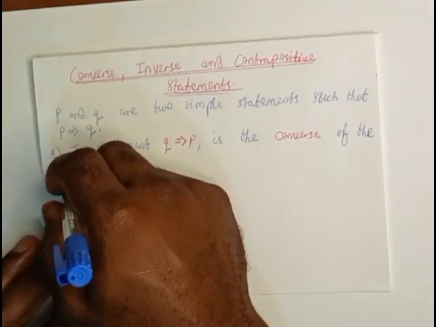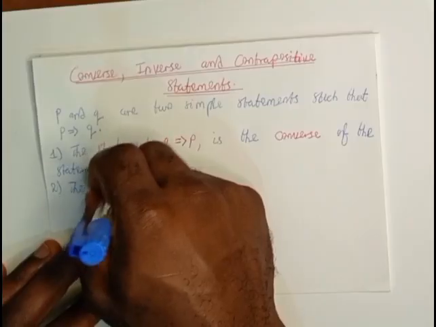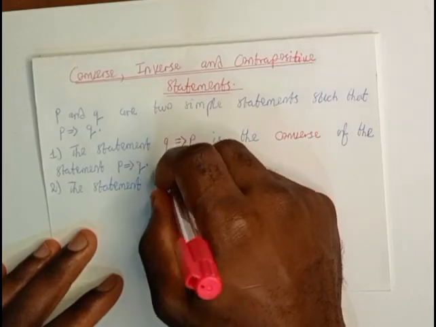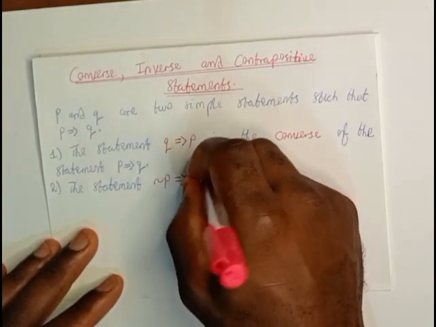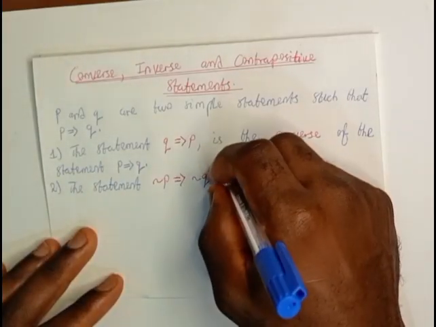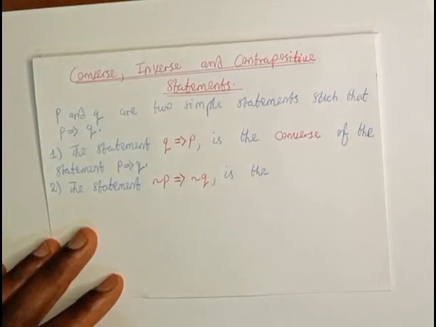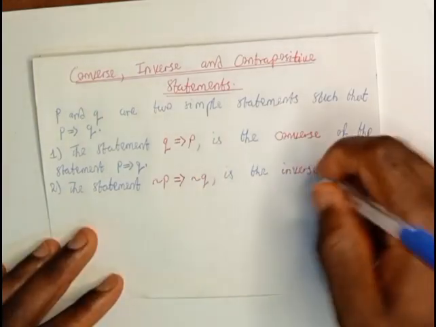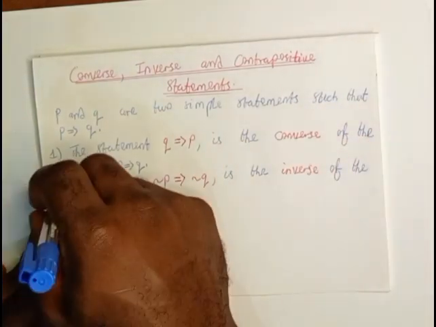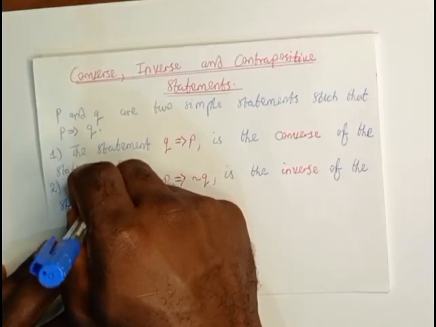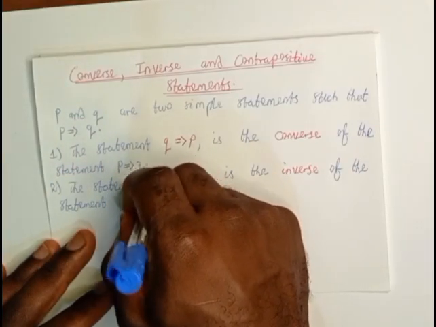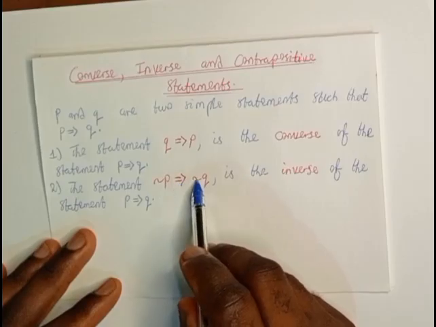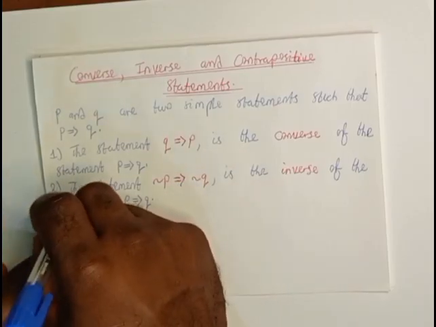We go to 2. The statement not P, the negation of P, implying not Q, the negation of Q, is the inverse of the statement P implies Q. To get the inverse of the statement P implies Q, we take the negation of P implying the negation of Q.